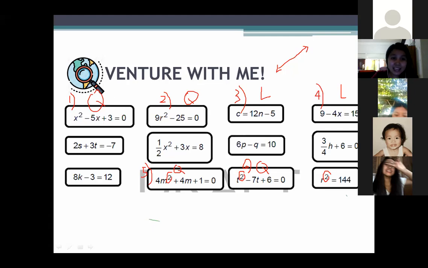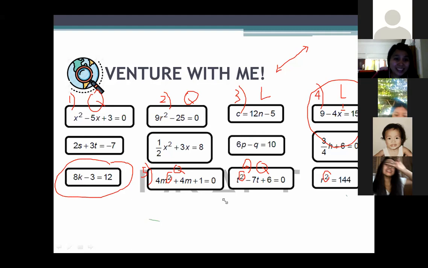If you say linear, it means the highest exponent is 1. Example, we look at number 4. 9 minus 4x equals 15. If you could not see any exponent in the variable, it means the exponent is 1. If the exponent is 1, it means that it is a linear equation. Let me insert another one. How about this? Ready? 8k minus 3 equals 12.